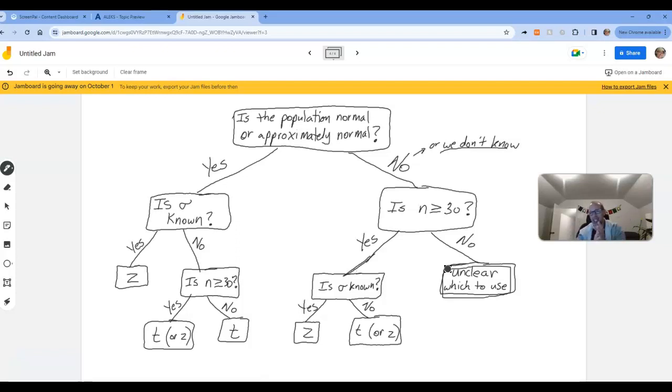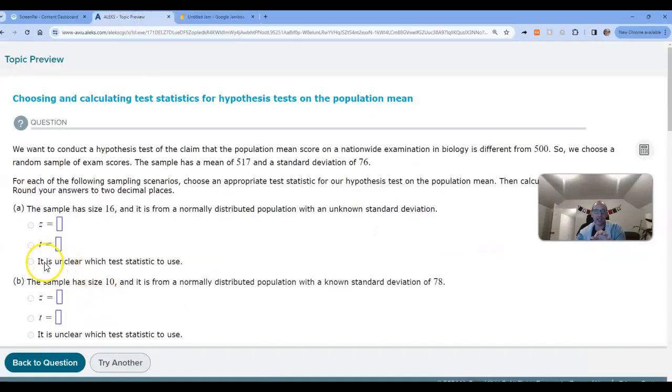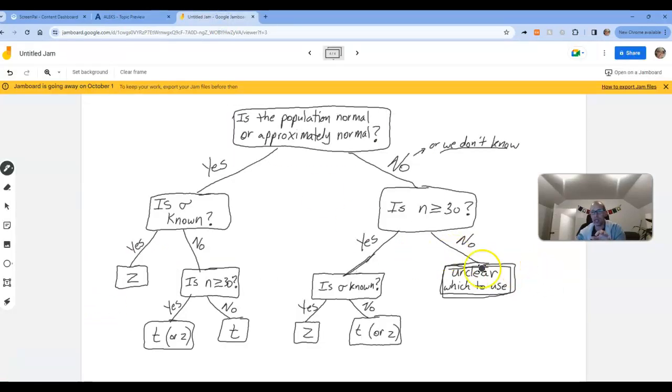Now, in reality, most people are just going to use the T anyway. But for the purposes of these Alex questions, if we don't have that information or it's not normal, and it's a small sample, there's going to be an option here that says it's unclear which to use. That's what that's describing here. That's the scenario with a small sample that's not from a known normal distribution. So following this chart, and put this chart in your notes, just answer the questions in that order, and that'll get you to the answer.